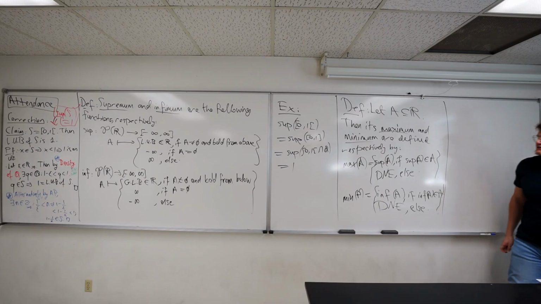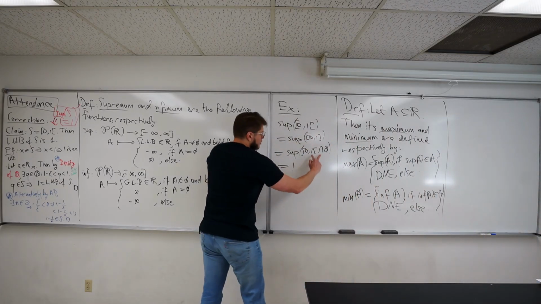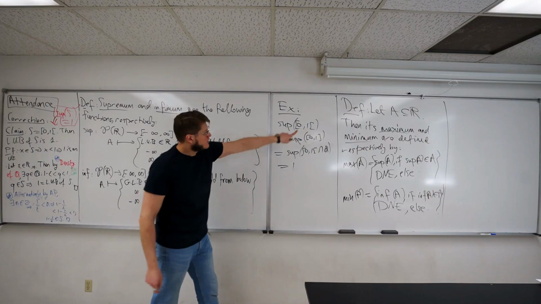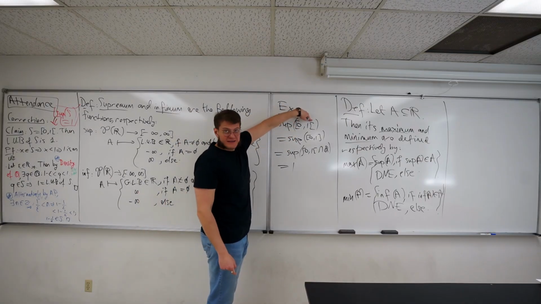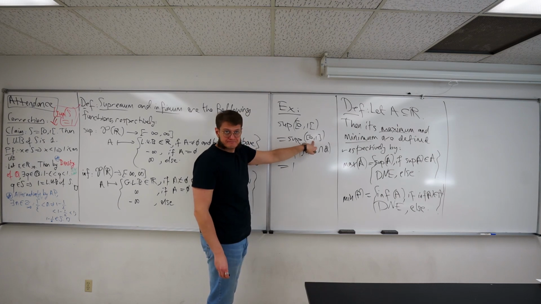Just to give an idea, for instance, while the sup of all three of these sets is 1, the max of this set is not defined, and the max of this set is not defined, but the max of this is 1.